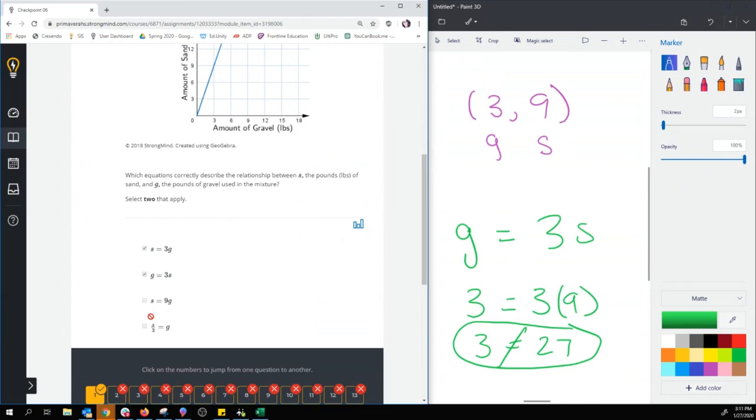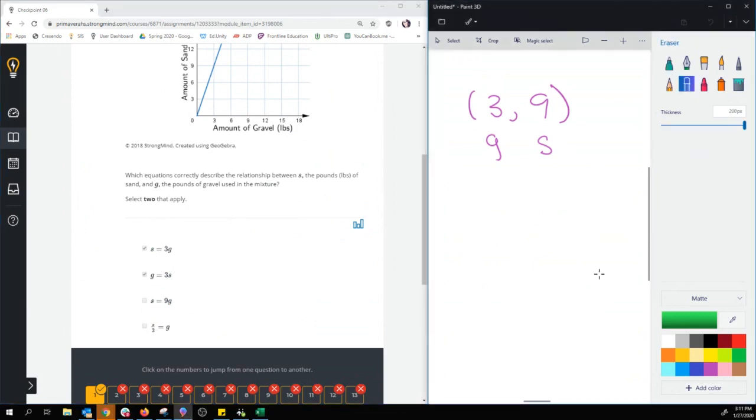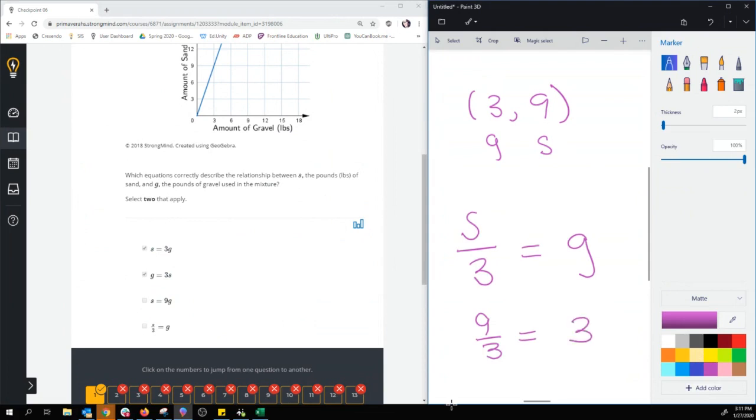Now, this third one down here, I automatically know it's not going to work because of this 9. This 9 right here tells me that one's automatically out because it needs to have a 3. So now let's check that last one, where I have S over 3 equals G. Again, I'm going to put 9 in for S. So I have 9 over 3 equals 3. And 9 divided by 3 gives me what number?